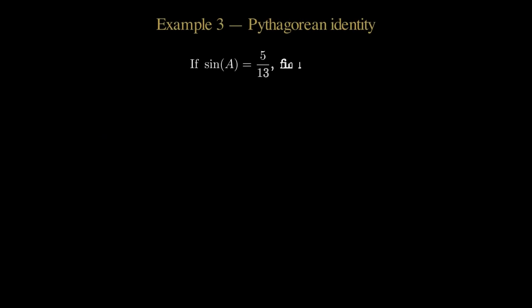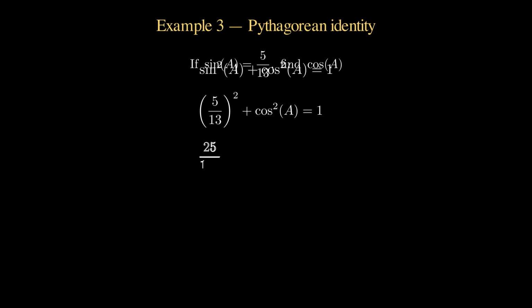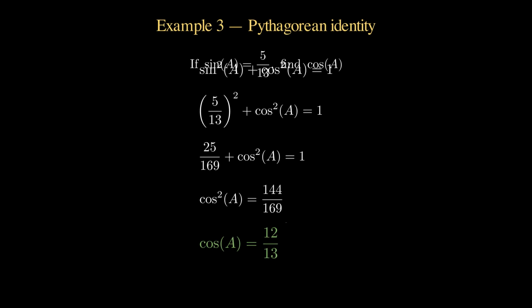Hard example, if sine of angle A equals 5 over 13, what is cosine of angle A? Use the identity. Sine squared plus cosine squared equals 1. 5 over 13 squared equals 25 over 169. So cosine squared equals 144 over 169. Cosine equals 12 over 13.